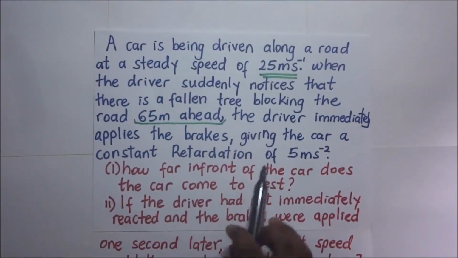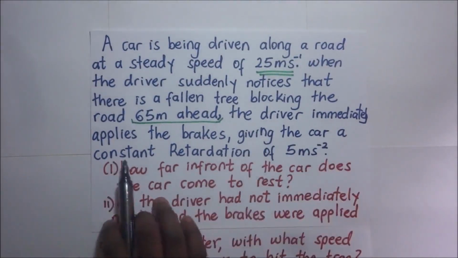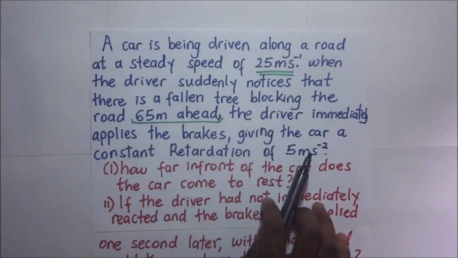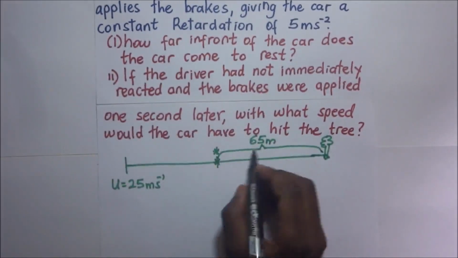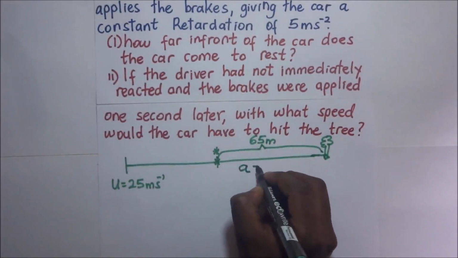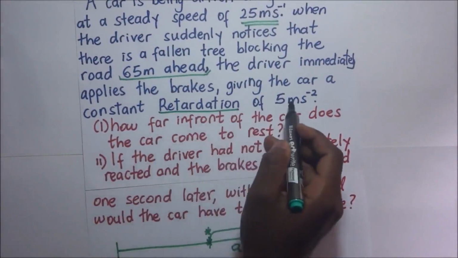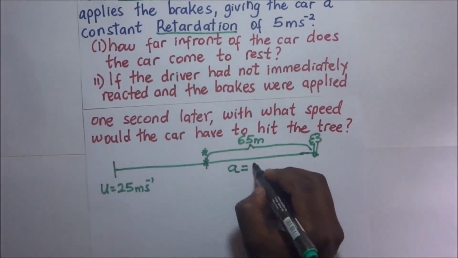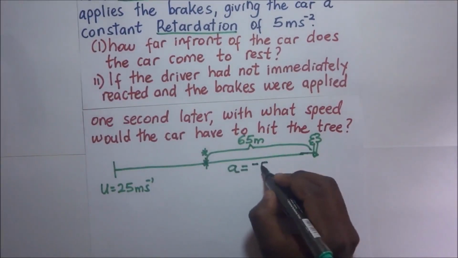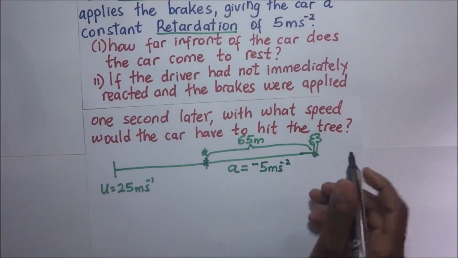So we continue. The driver immediately applies the brakes, giving the car a constant retardation of 5 meters per second squared. So when he applies the brakes, the retardation, which is the value of a, is 5 meters per second squared. Retardation means negative acceleration, so the deceleration is simply negative 5 meters per second squared. That's the constant retardation given.